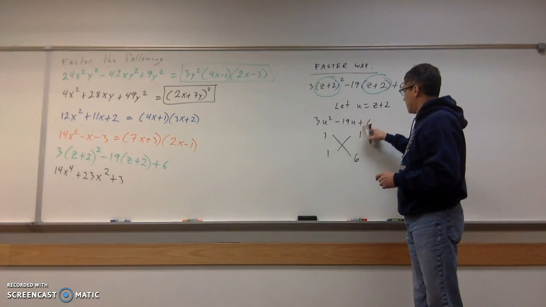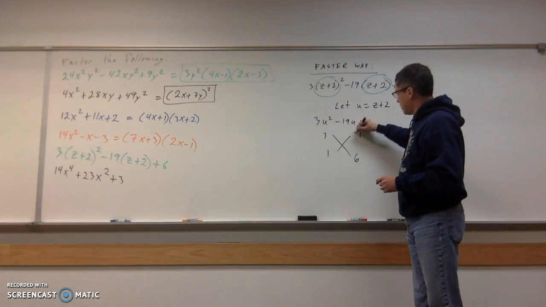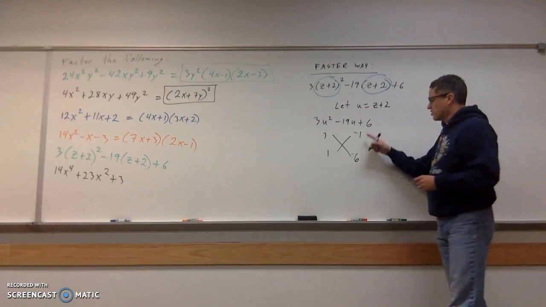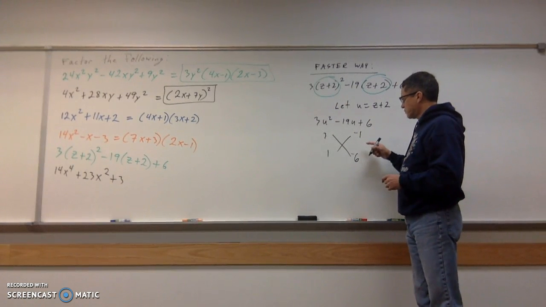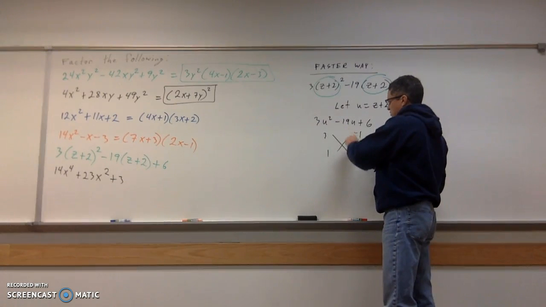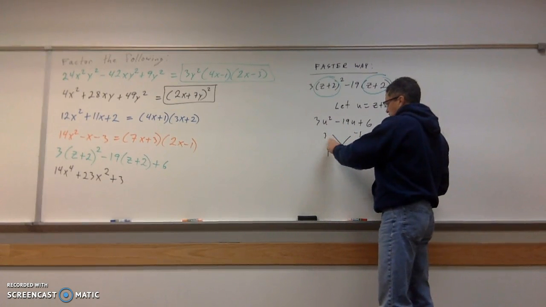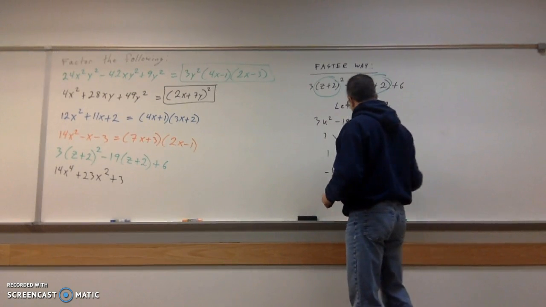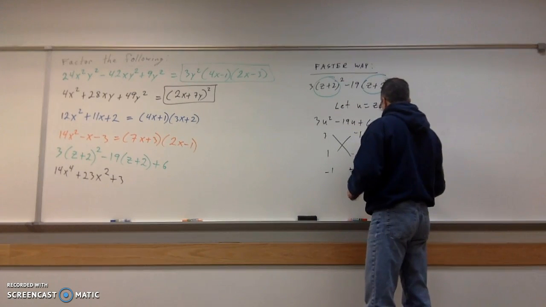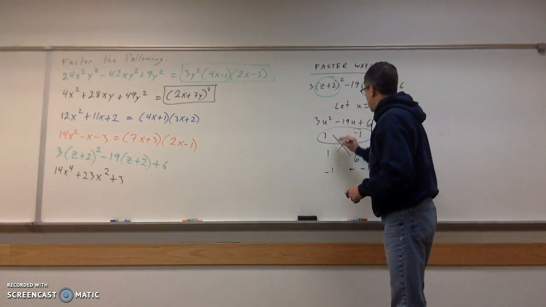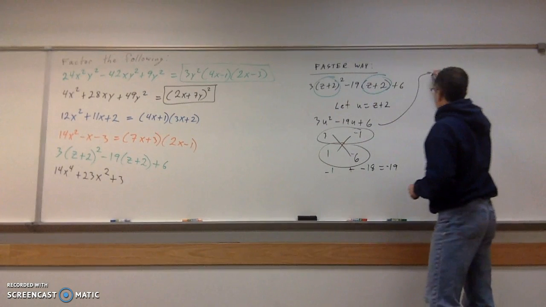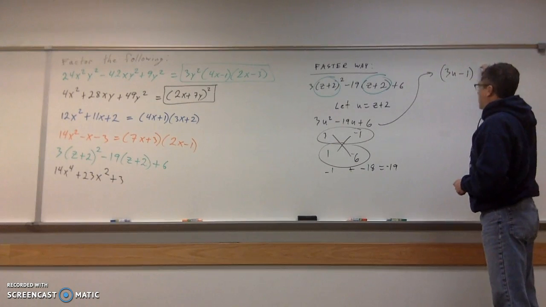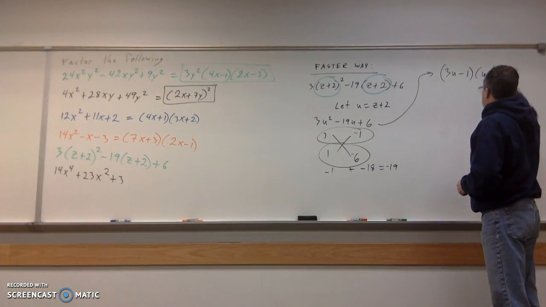And since the 6 is positive and the 19 is negative, I'm going to have both my 1 and my 6 both be negative, right? Negative 6 times negative 1 is a positive 6. And this is negative, so these guys both will be negative. So it's 3 times negative 6, like I said, that's negative 18. 1 times negative 1 is a negative 1. You add them together, you'll get the negative 19 that we're after. So my factors at this point are going to be 3u minus 1 and then u minus 6.